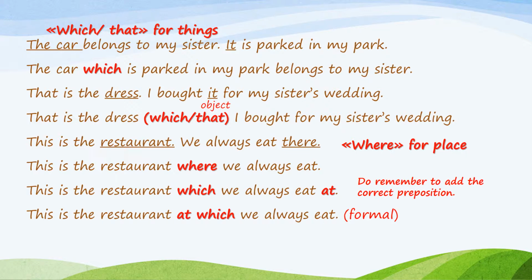This sentence can also be expressed by using the pronoun which, but please be aware that you should add the correct preposition to the sentence. This is the restaurant which we always eat at, or this is the restaurant at which we always eat. Please look at the place of the prepositions. In daily language, prepositions appear at the end of the relative clause, whereas they appear at the beginning of the relative clause in formal language.